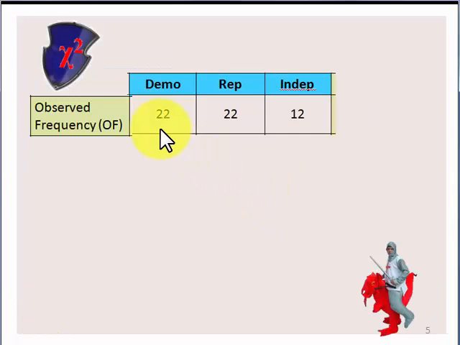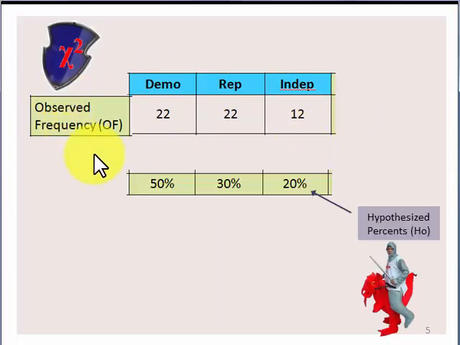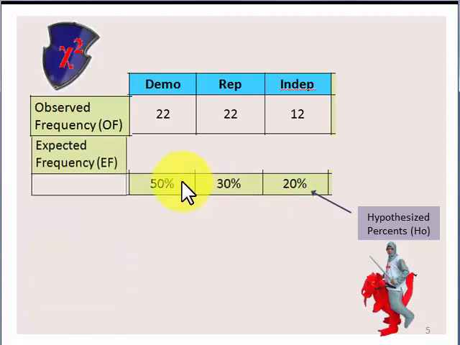Okay, so 22 Democrats, 22 Republicans, 12 independents. Those are our observed frequencies. And then we have these hypothesized percents, the 50%, 30%, 20%. And we need to then calculate the expected frequencies in terms of numbers, not percents.